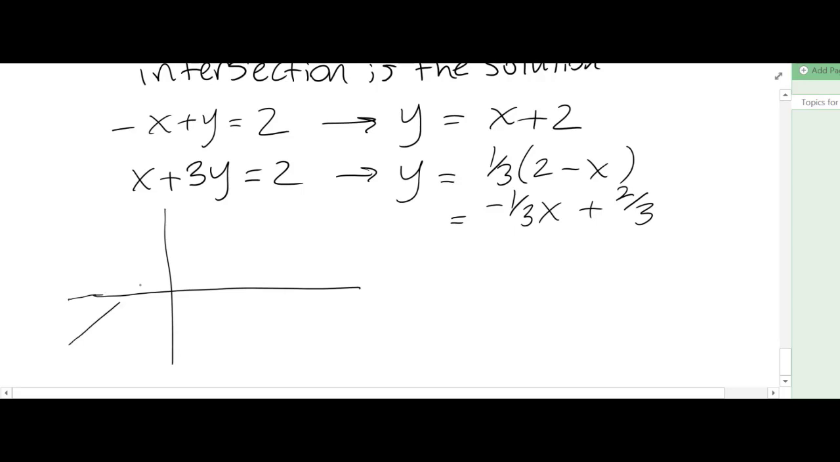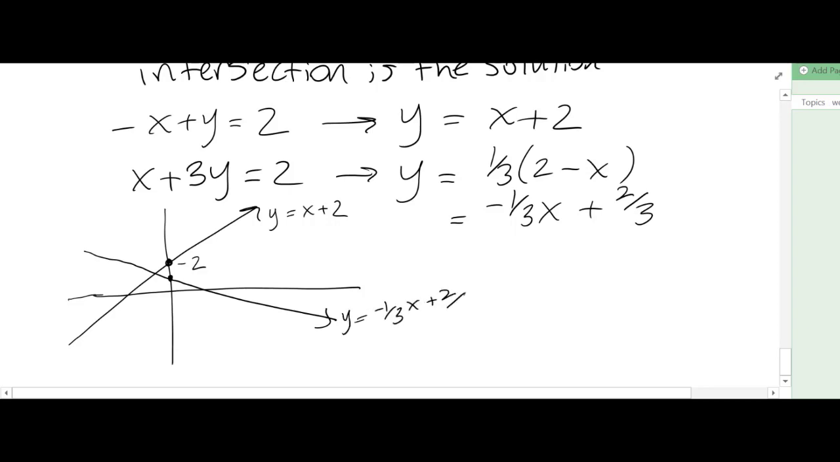So this is the line y equals x plus 2. And then the line y equals minus 1/3 x plus 2/3 intersects somewhere around here, and it has a slope of negative 1/3. So maybe it looks like that. So you can see they do intersect, so there's a solution to the system of equations right there. That's going to be the solution. We just have to figure out what that point is.